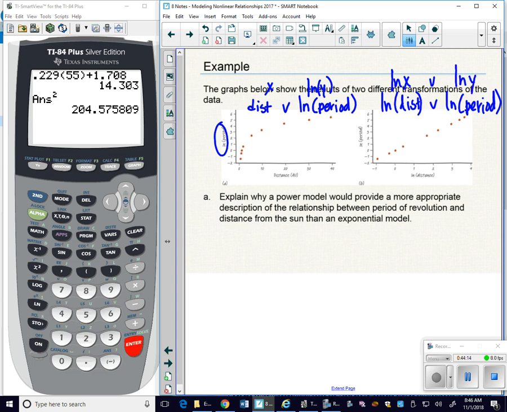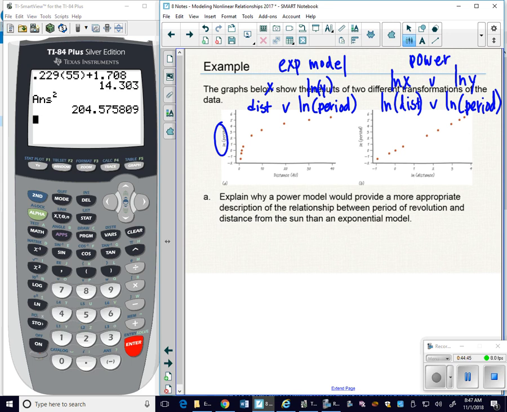And so what I would do in letter A is explain why a power model would be a more appropriate description of the relationship between the period and the revolution than an exponential. So if I take a look at the first graph, remember, if x versus the natural log of y is linear, that's going to correspond to an exponential model. And if the natural log versus the natural log, that's going to correspond to power. Remember, log log is power. So that would be a power regression.